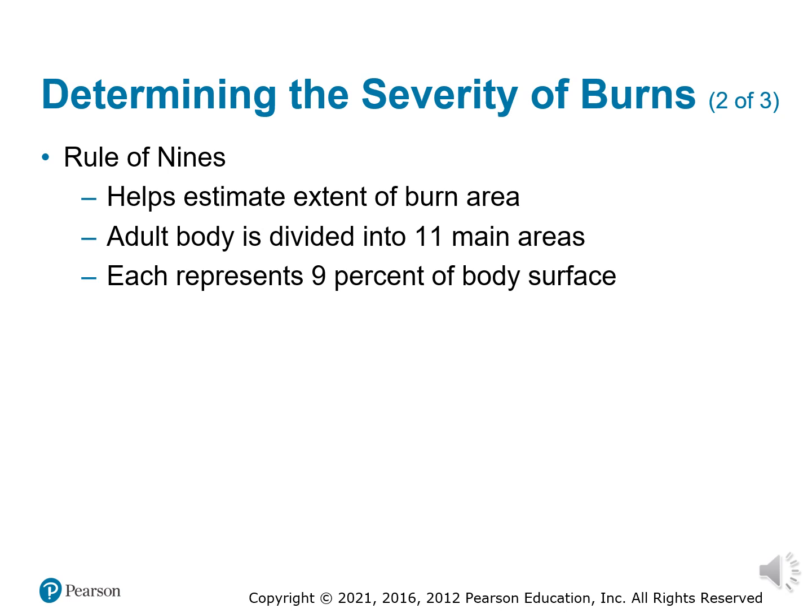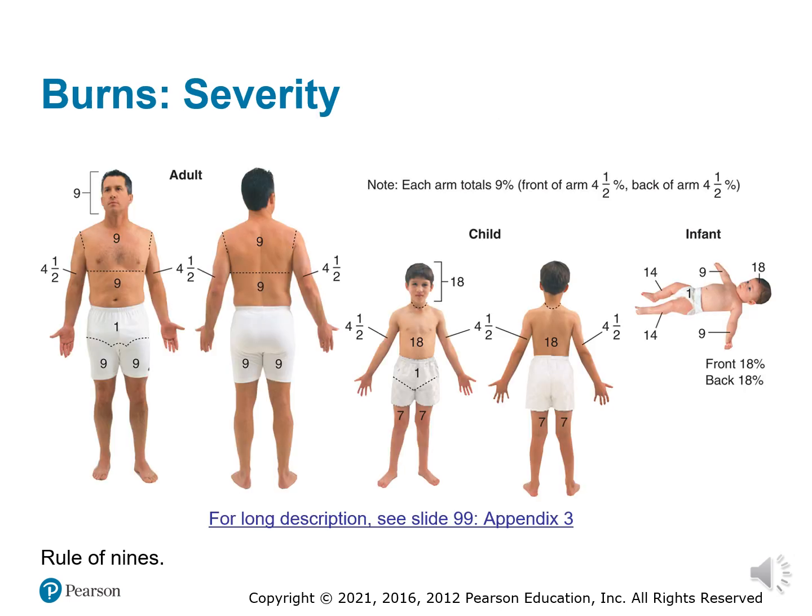So remember, the amount of skin surface involved in a burn can be calculated quickly by using the rule of 9s. So here you can see the rule of 9s on the adult, the child, and the infant. So just remember that each arm totals 9%. So the front of the arm is 4.5%, the back of the arm is 4.5%.